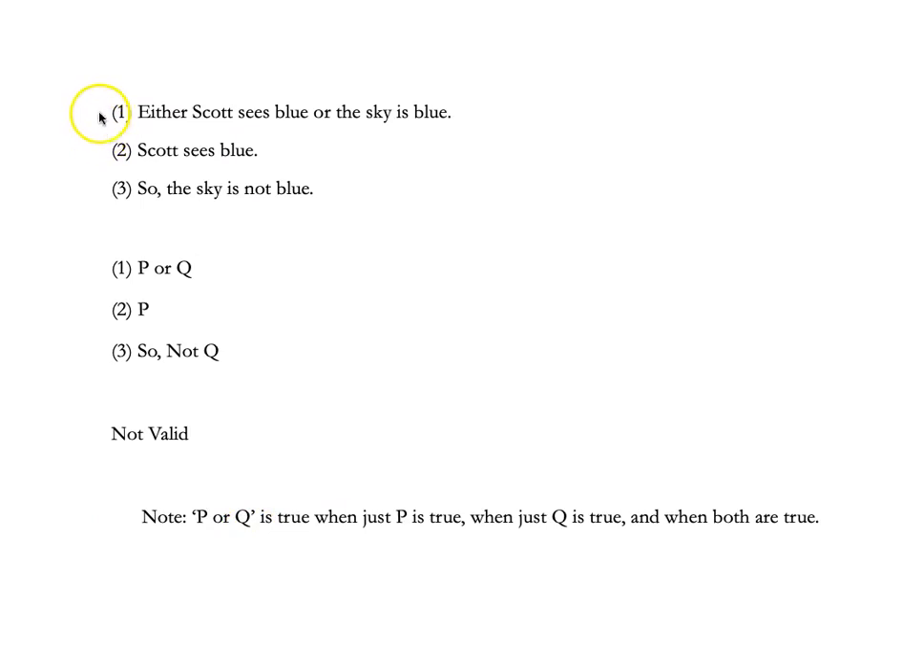Again, we can tell a story where 1 and 2 are true, but 3 is false. Imagine that I see blue, and the reason I see blue is because I'm looking at the sky. Well, in that case, it's true that I see blue. But it's also true that either I see blue or the sky is blue, because both of them are true, and that's enough to make 2 true. But the sky is blue. The whole reason I'm seeing blue is that the sky is blue. So 3 is false. So it's not valid.